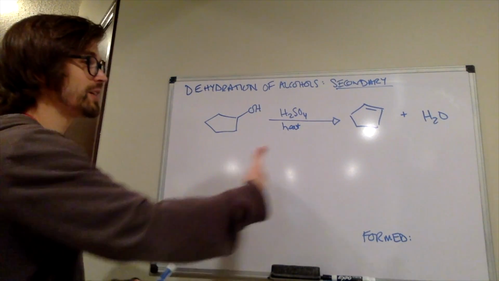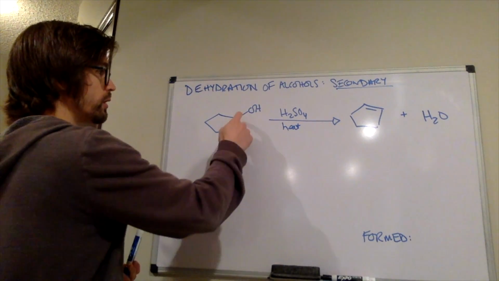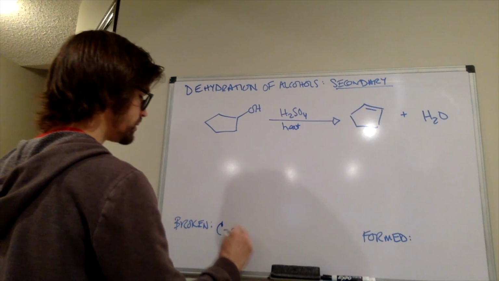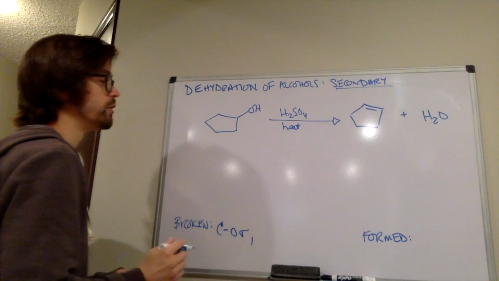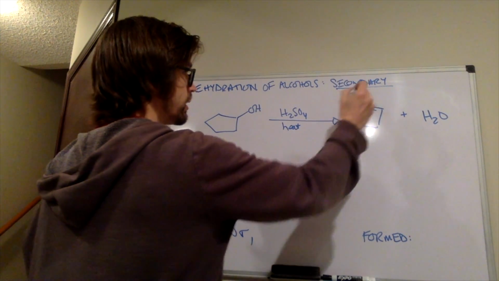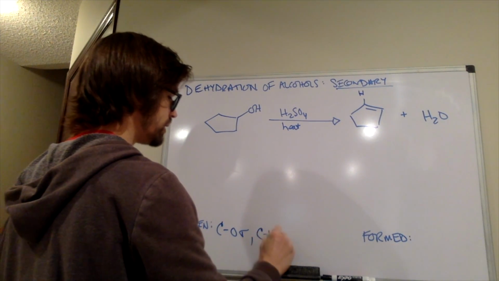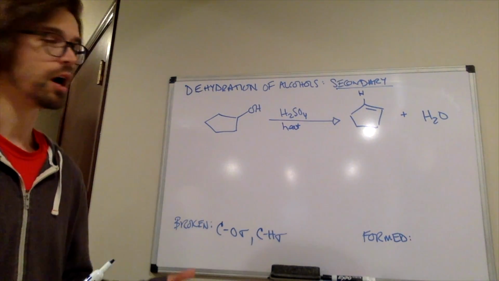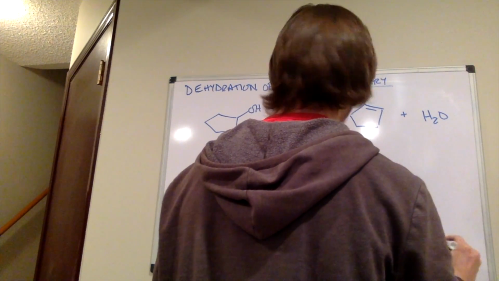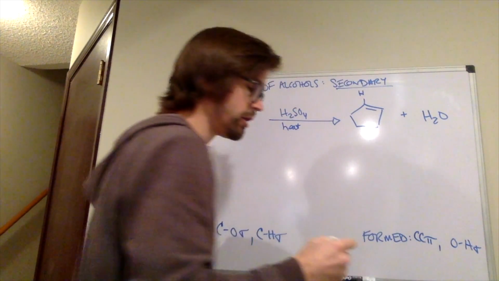That being said, what's actually happened here? What's changed? Well, the bonds we've broken include a carbon-oxygen sigma bond. And we've also broken, if this product only has one hydrogen here, it used to have two hydrogens here, so we've broken a CH sigma bond as well. What have we formed? We formed a CC pi bond and an OH sigma bond.